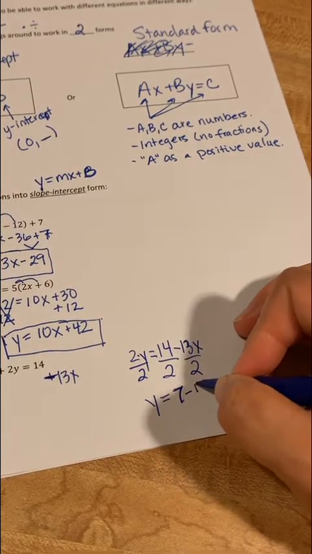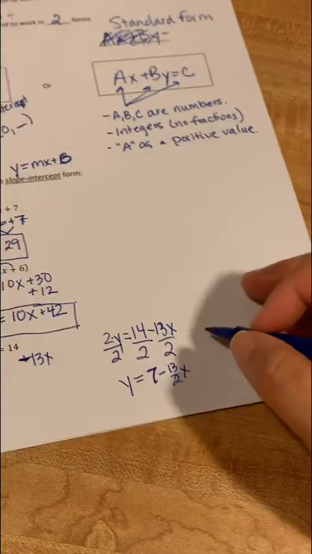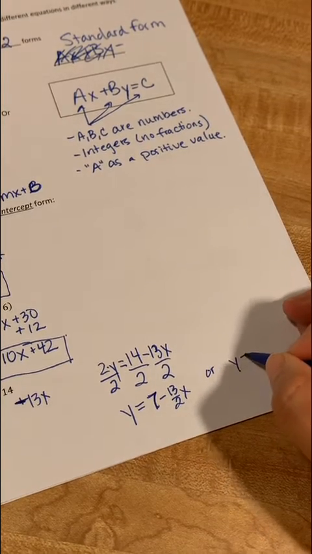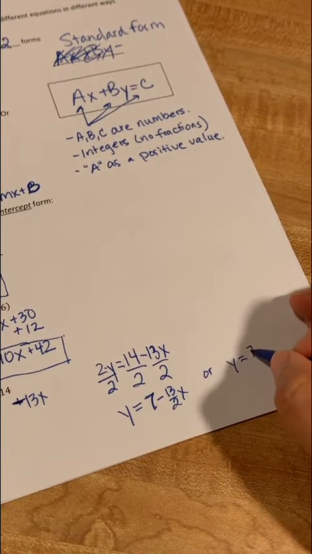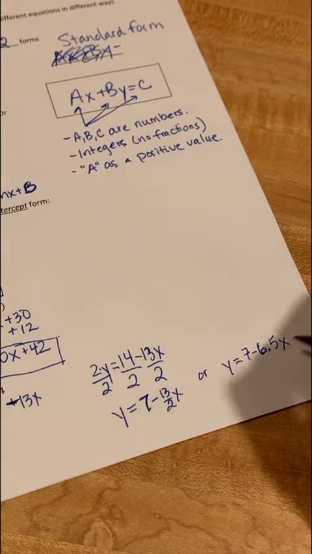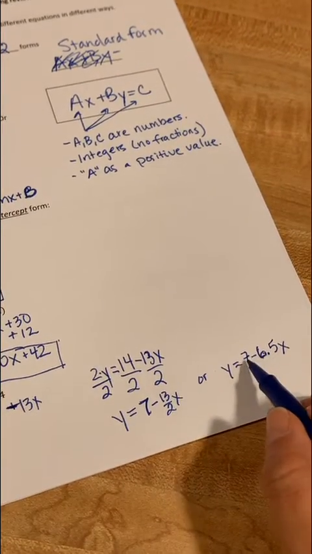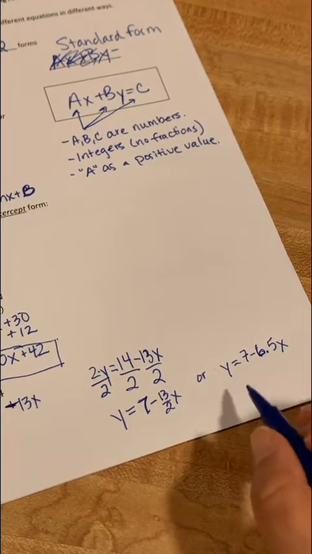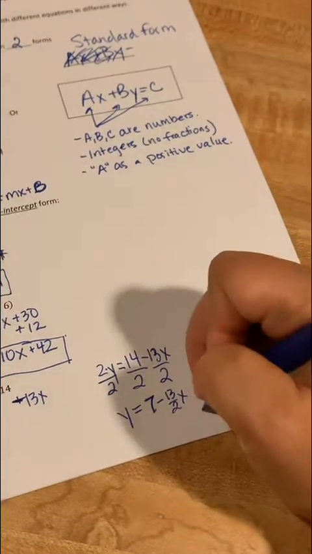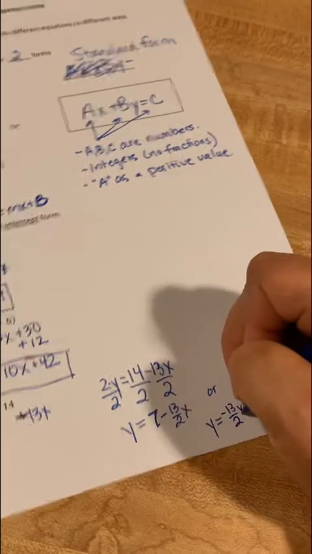All right, so I get y equals 7 minus 13 over 2x. I'm going to leave that as a fraction. That doesn't bother me. If you want to write it as a decimal, that's okay. y equals 7 minus 6.5x, I think. Or you can write negative 6.5x plus 7. These can be rearranged, so the x is first if you like, or the negative 13 over 2. Just keep the positive and negative signs with the numbers.